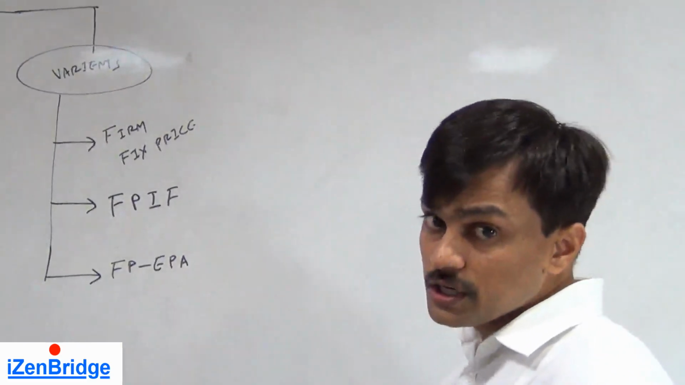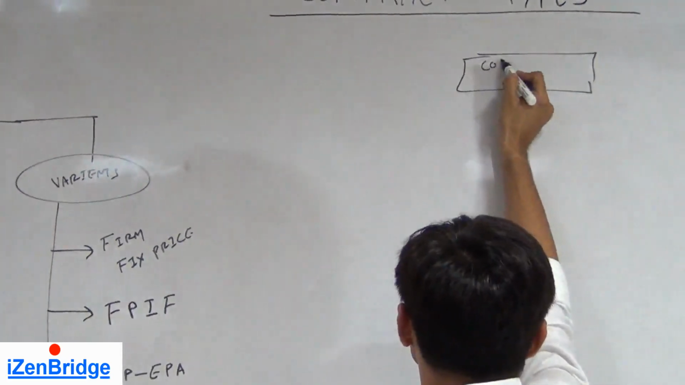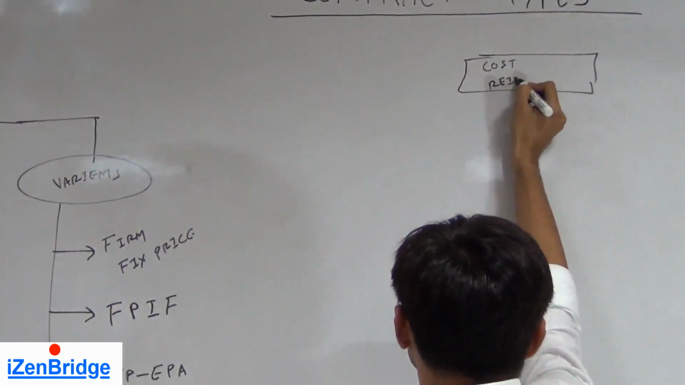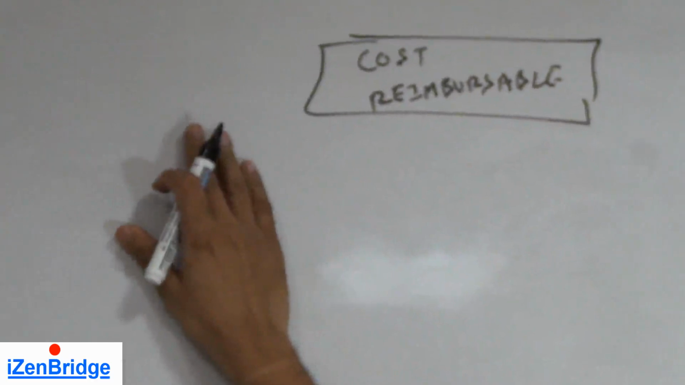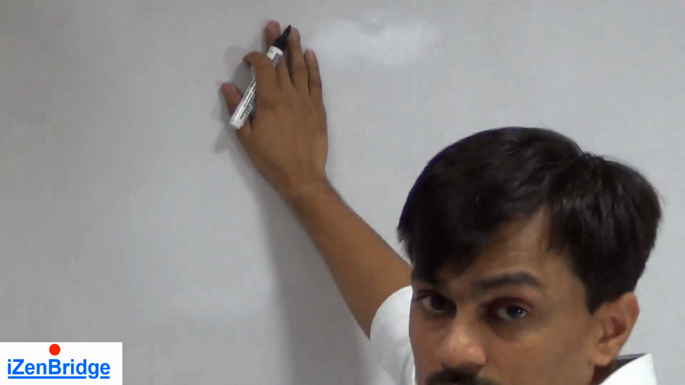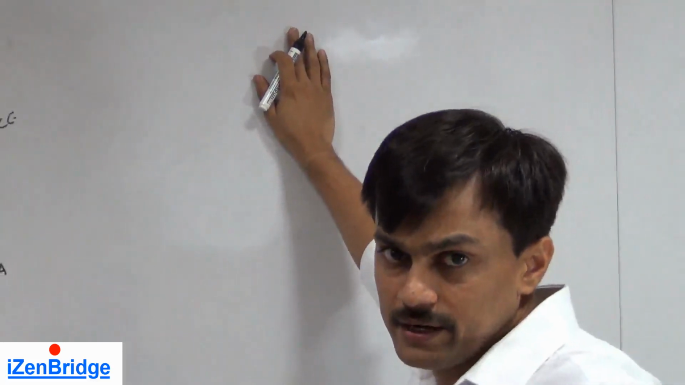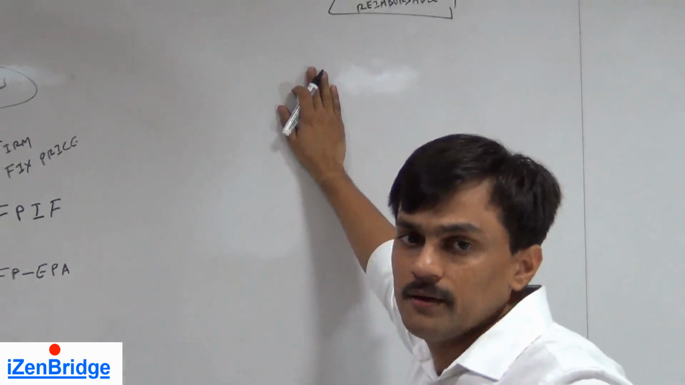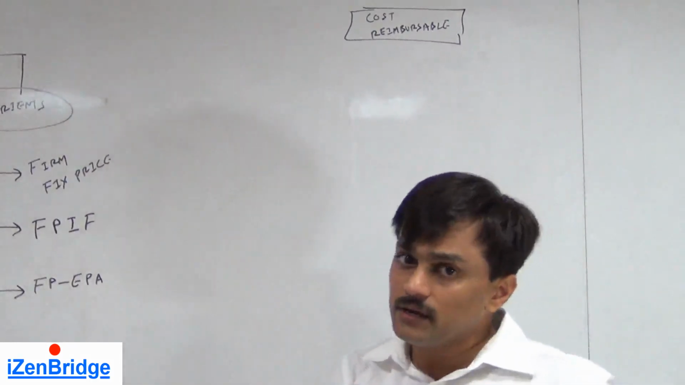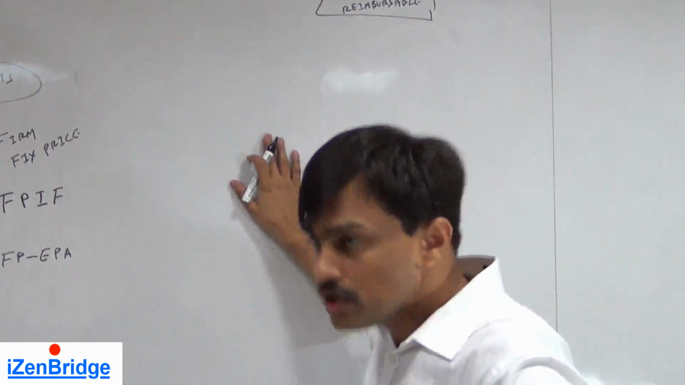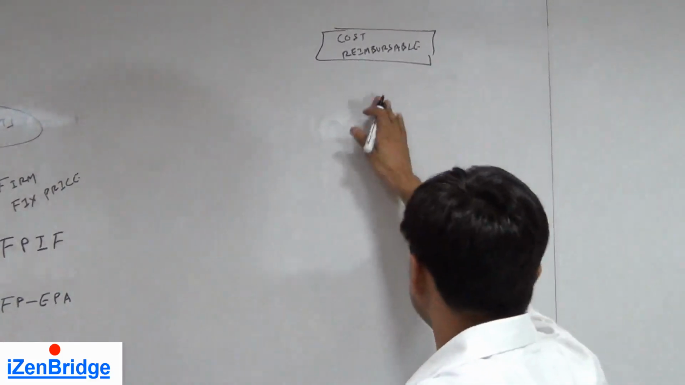Now, cost reimbursable. As this name indicates, it means as a buyer, I will reimburse your cost. Whatever you spend in doing my work, I will pay it back. Plus, I will pay you something so that you can work for me. That is the intent and the fundamental of a cost reimbursable project. So let's look at it from the dimension of buyer, seller, and some variants of cost reimbursable.